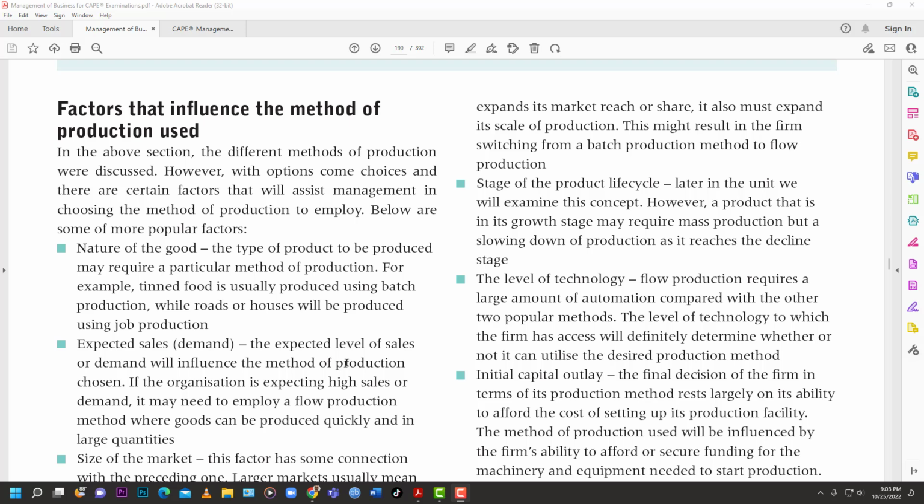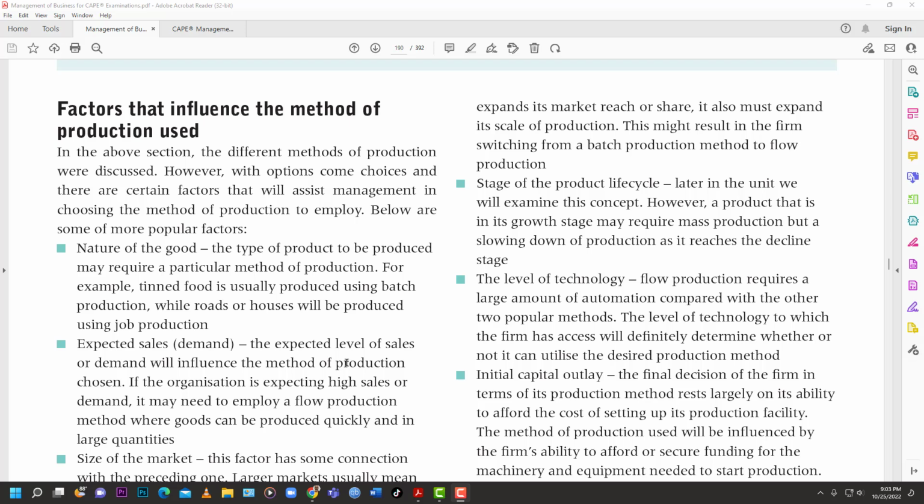That's one factor, right? Nature of the good. Now, based on the type of good that you're producing, then you'll know what method to use. For example, if you're building a house, naturally you cannot use flow production, right? You have to use job production. If you're doing customized jerseys, you might want to use some form of batch production. So the nature of the good will tell you which production type is best, right?